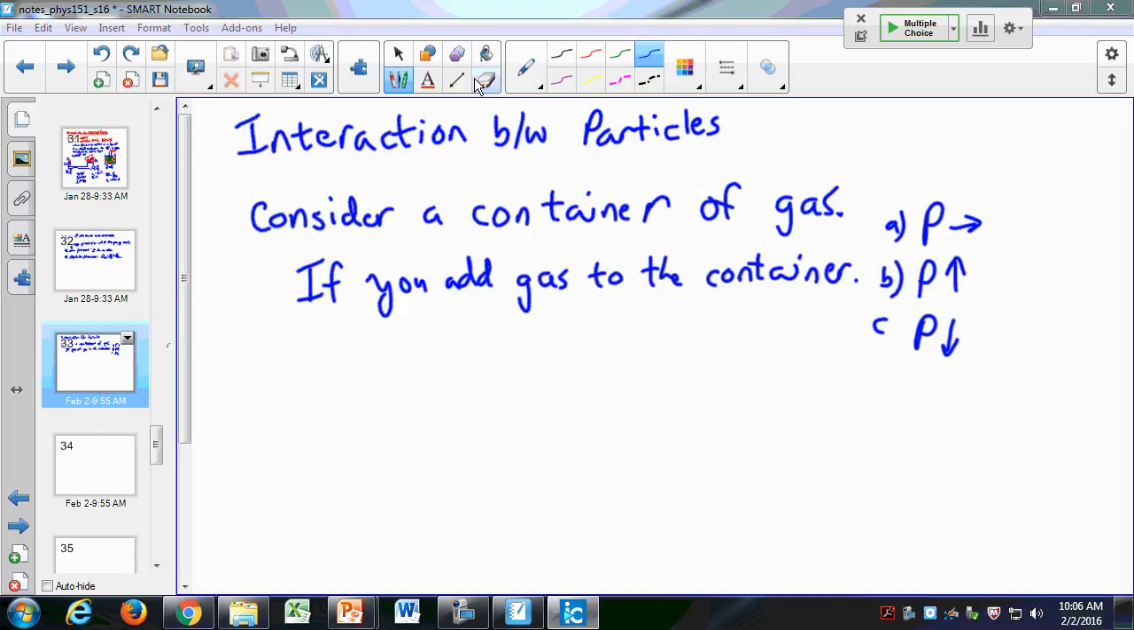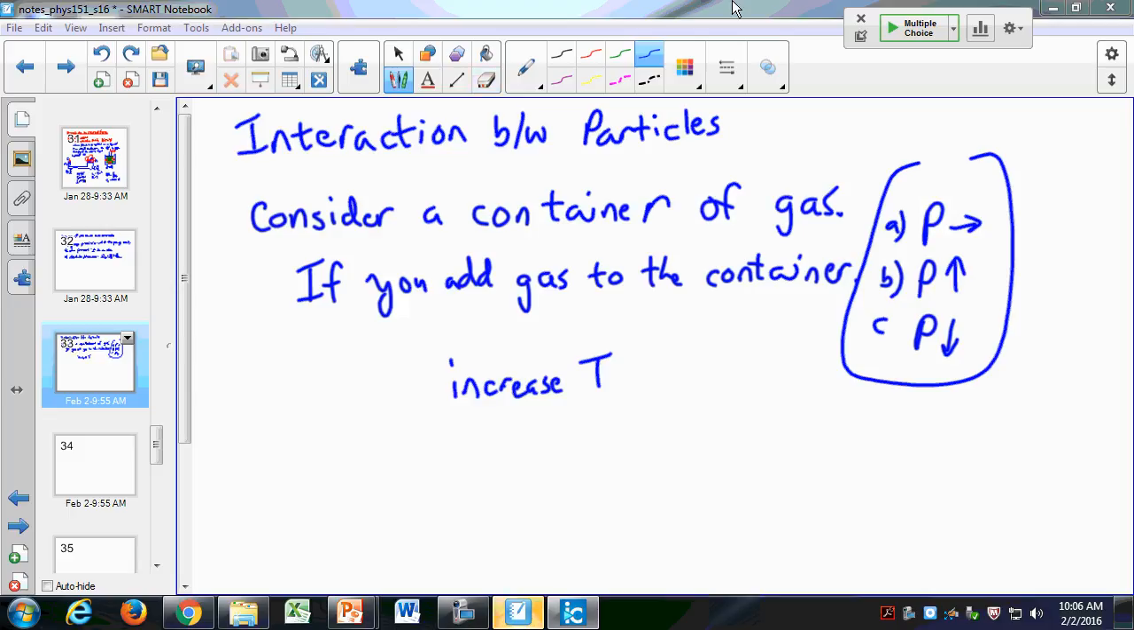What if you increase the temperature of the gas? Which of these will be true? Will the pressure remain the same, go up, or go down? So if I add gas to the container, the pressure goes up. What happens if I increase the temperature of the gas?